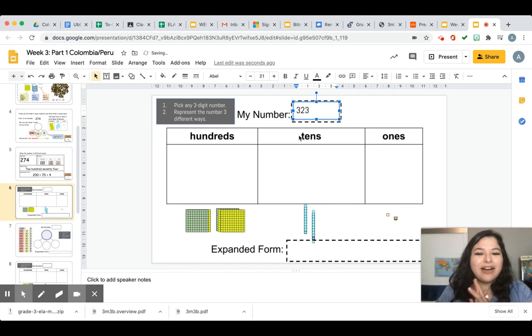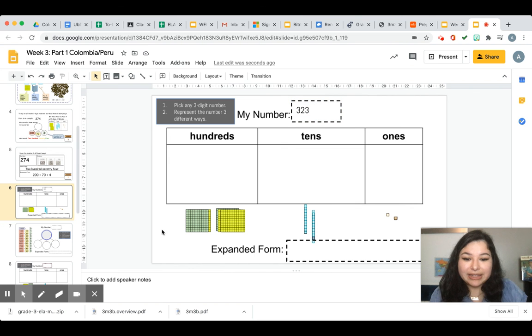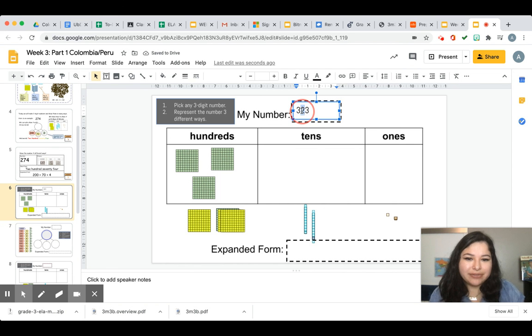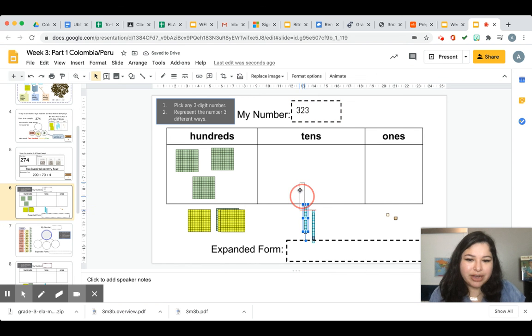323. All right, so if that's my number, I'm going to go ahead and drag my hundreds, which there are 3, right? So we're going to drag that. Next, I'm going to go to the tens place. The tens, I have 2. So I'm going to drag 2 from the tens place. And then lastly, 3. So I'll move 3 of these little ones here.